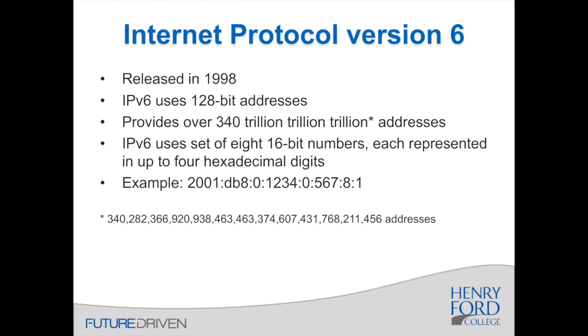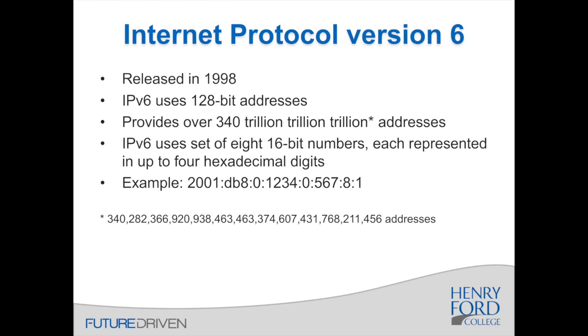IPv6 has a lot more room. It has 128 bits of address space, and that provides over 340 trillion addresses. I read somewhere that that is enough addresses for every atom on the Earth, and then 100 more Earths. Now, there's a little bit of confusion and interpretation about that particular quote, but needless to say, there are a lot of addresses in this space.